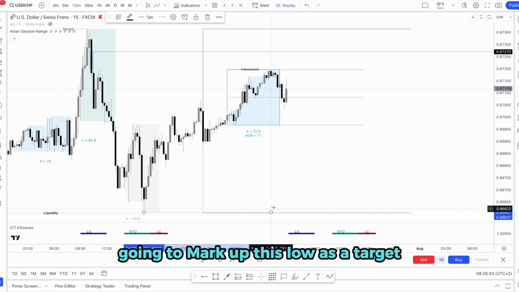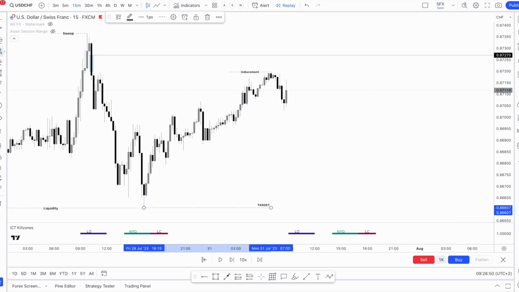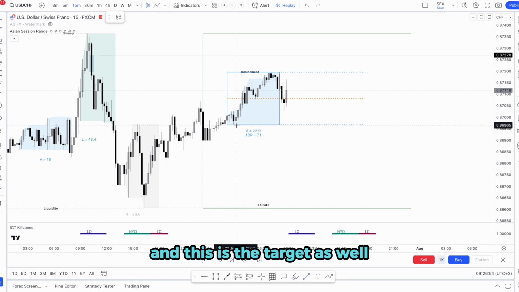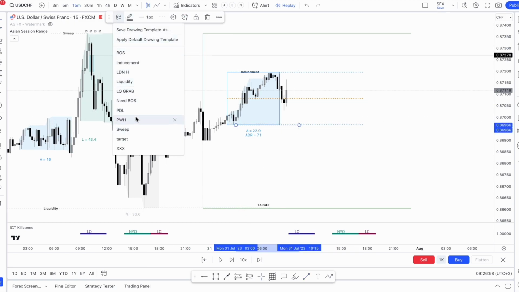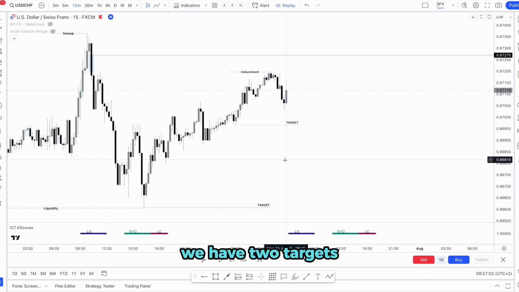Okay, so I'm going to mark up the target. I'm going to mark up this low as a target. Just let me get rid of this indicator. Oh, where's the Asian low? So the Asian low is this, and this is the target as well. Okay, so we have two targets like this.